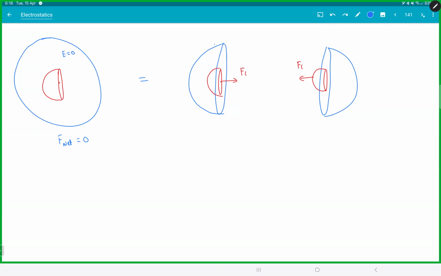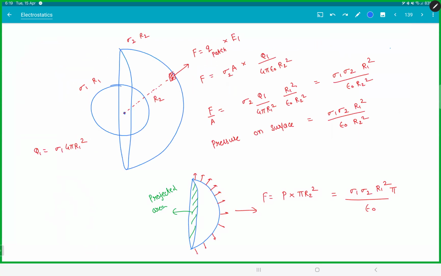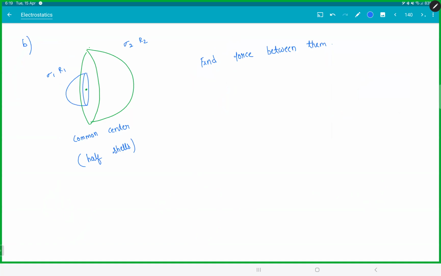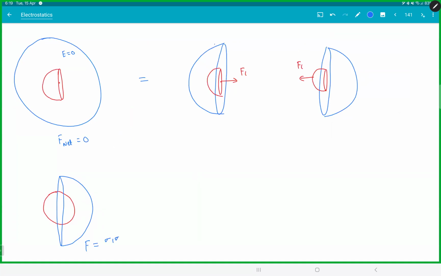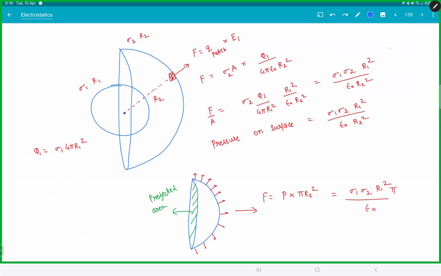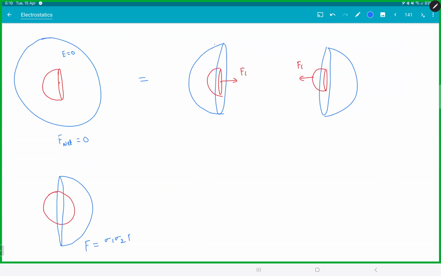Then the second part, this time I will take the inside one full and I will take this guy off. And this result I already know, isn't it? I know this result. This force is sigma 1, sigma 2, R1 square pi epsilon.